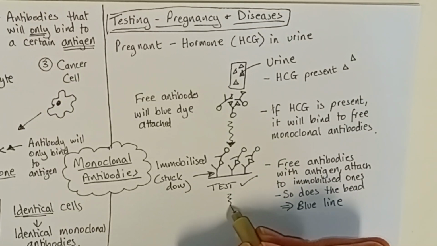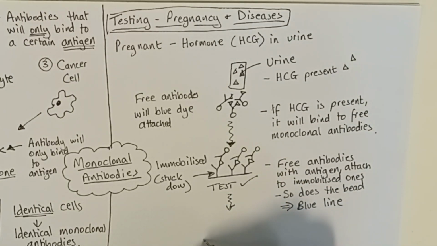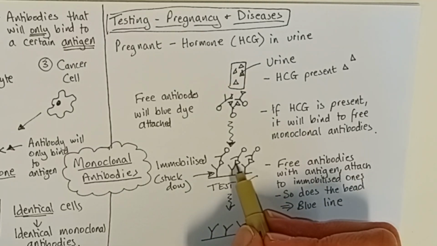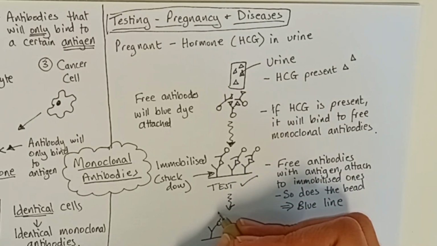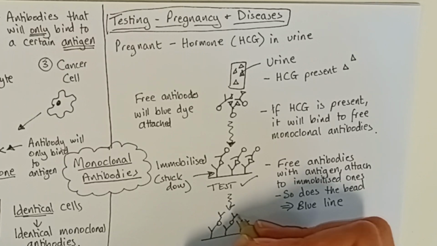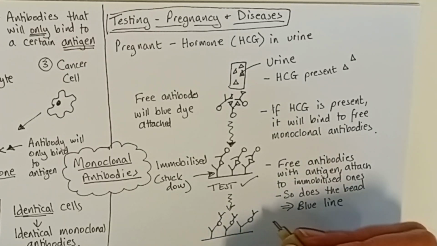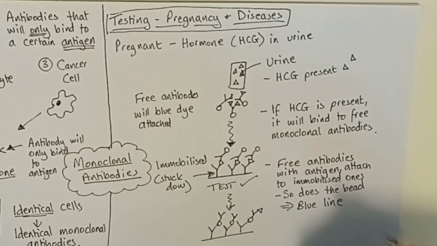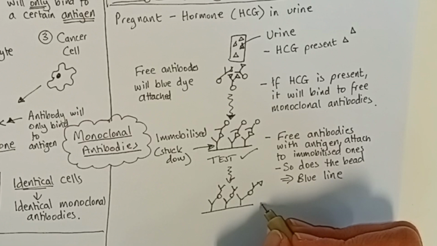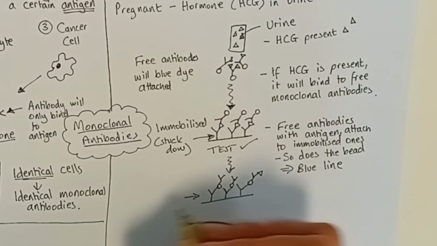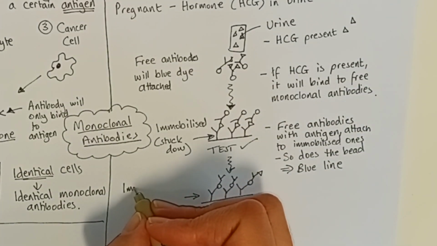The urine carries on flowing and it gets to a second window, which is a control window. And here we've got another set of antibodies, but this time they're not to the antigen, they're to this end of the antibody, the tail end and the dye end. So they catch the antibodies from the other end. It doesn't matter whether they've got an antigen attached or not, because they're not after that end, they're after the tail end. So there's another set of immobilised.